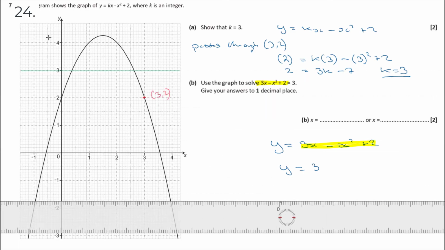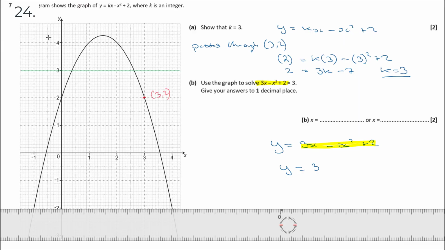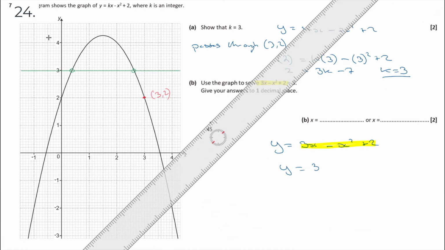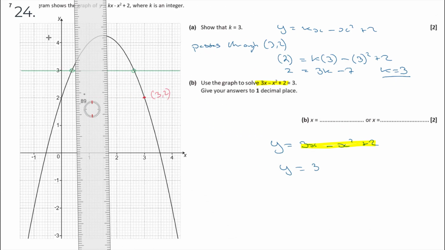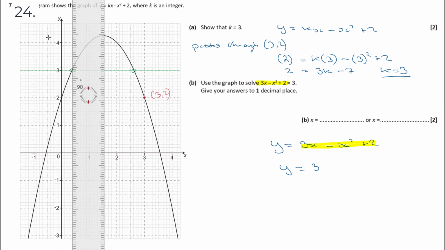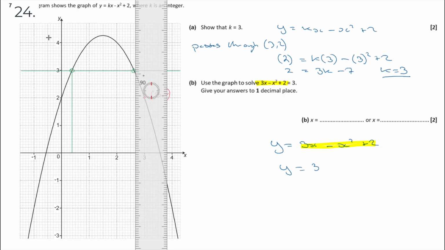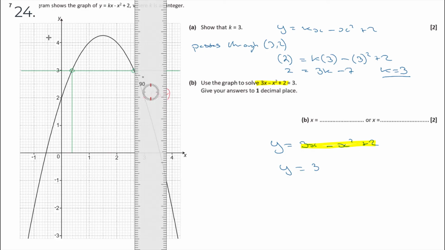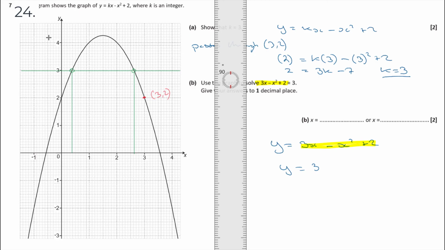And where does that line cross the curve? It crosses here, look, and here. So what we want is the x values of those 2 points where it intersects. So we're just going to drop a line down from those points of intersection down to the axes, so I can read it off nicely. So there, I think. Okay, so I want those 2 values there and there.